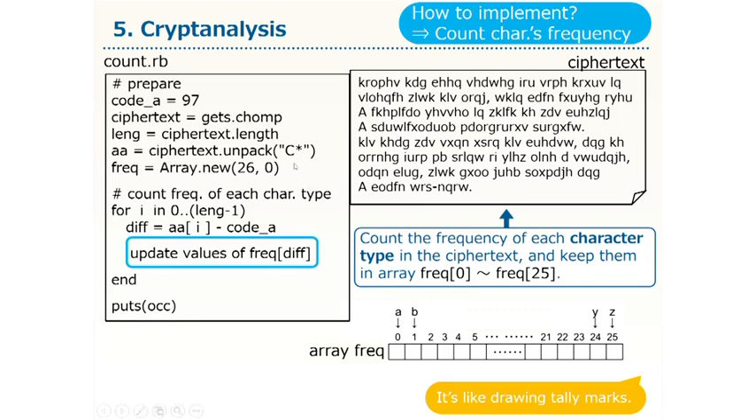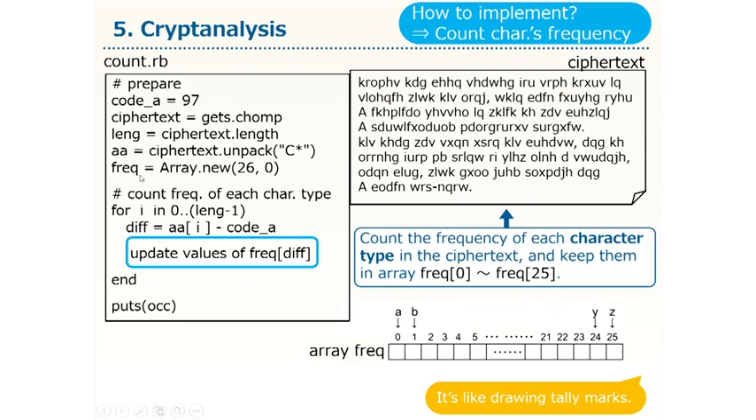Let me give an example outline of this counting program. First, let's store the code of A in a variable like usual. Then let's read the ciphertext into a string variable called ciphertext. For example, we will read this kind of string. Now let's calculate the length of the read string using the command length and store it in the variable length. Then we will unpack the ciphertext and put it in the array AA. That is, AA is the array keeping the codes of characters in the ciphertext in the order they appear.